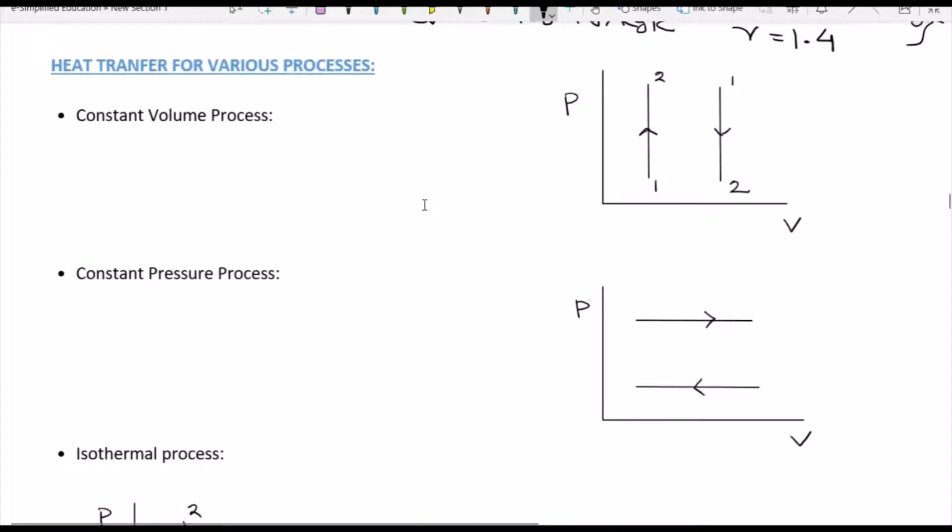Next, coming to the heat transfer for various processes. The first process is the isochoric process, or constant volume process. For a constant volume process we know dW equals 0, so dQ equals dU, that is equal to mCv dT. This is the graphical representation for the isochoric process. If pressure is increasing but volume is constant, that is in the upward direction, then heat addition takes place. If it is in the downward direction, then heat rejection takes place.